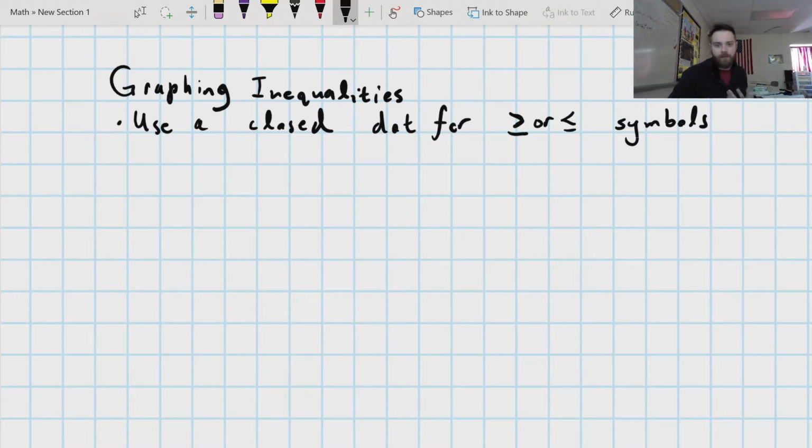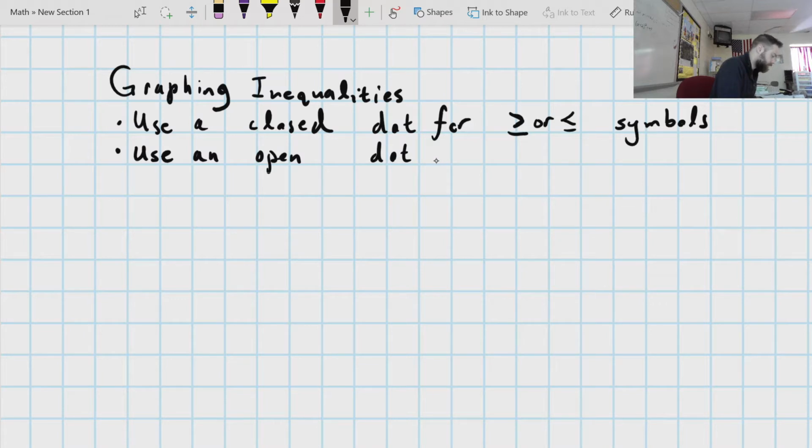So if this doesn't make any sense, I would just write it down and then head to your problem. And once you have this written down, it's going to make a lot more sense. So I'll probably refer back to it. And then you want to use an open dot for greater than symbols or less than symbols.